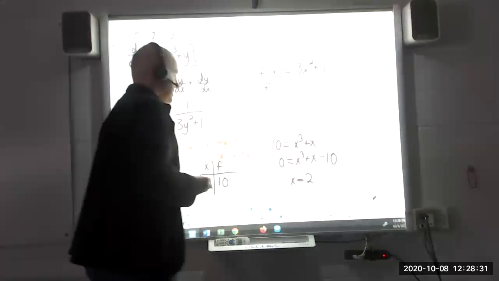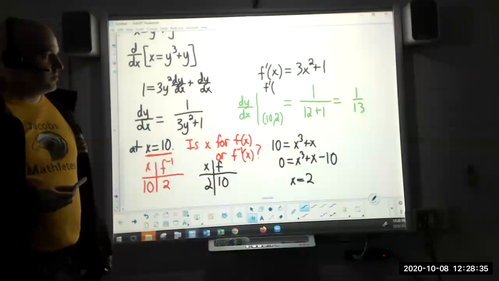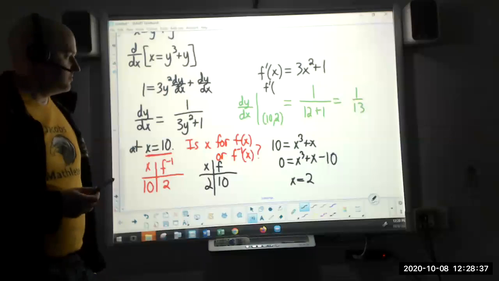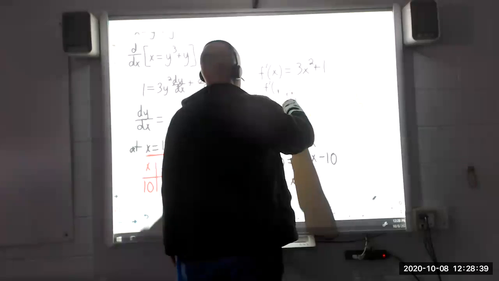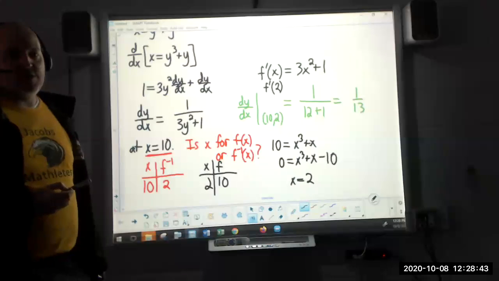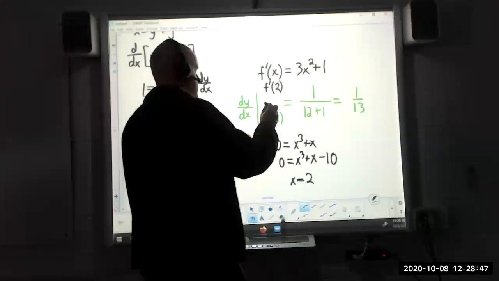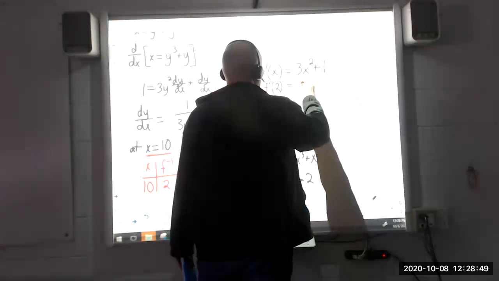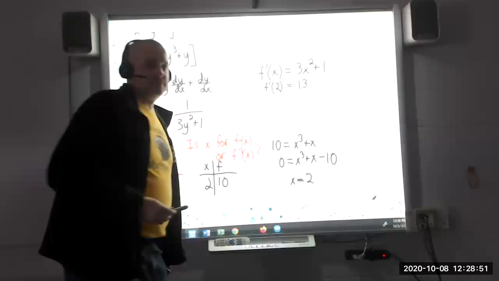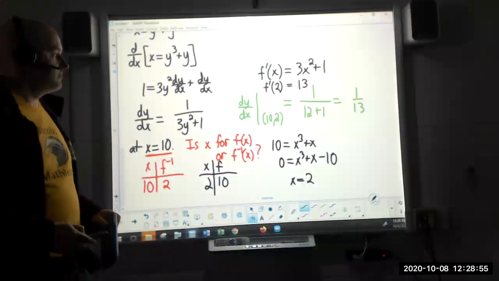So f prime of which value? 2. What does it need to be? What was the thing we know already? We know that these ought to be reciprocals. So is f prime of 2 the reciprocal of 1/13? It is, it's 13. Okay.